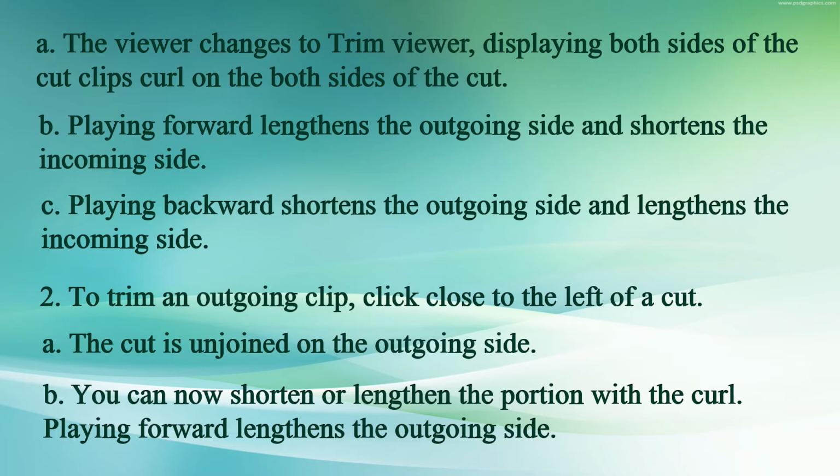To trim an outgoing clip, click close to the left of a cut. The cut is unjoined on the outgoing side. You can now shorten or lengthen the portion with the curl. Playing forward lengthens the outgoing side.